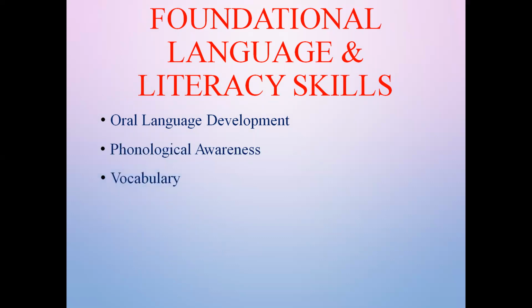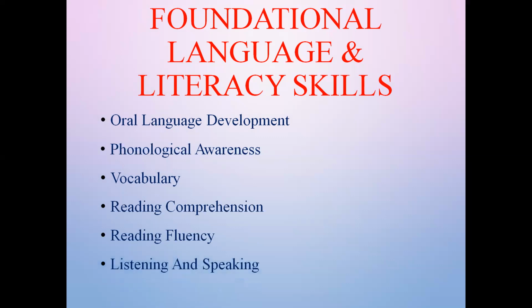Then vocabulary. We should have a group of words with their meanings, so that we use those words in our communication, in our language. Then reading comprehension. We give a text for reading, and the child has to understand the meaning of that text, and even analyze the complete text. The next, reading fluency. Reading fluency is very much important. Then listening and speaking skills.